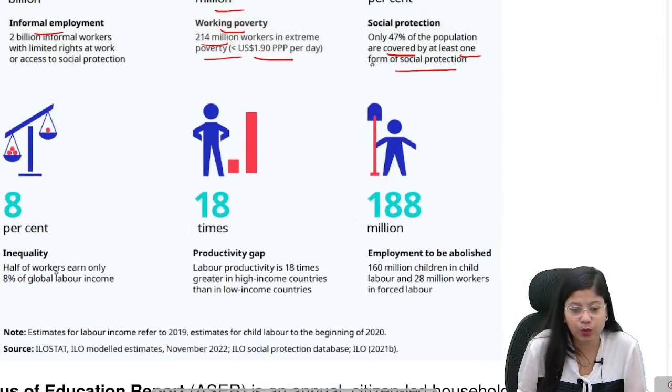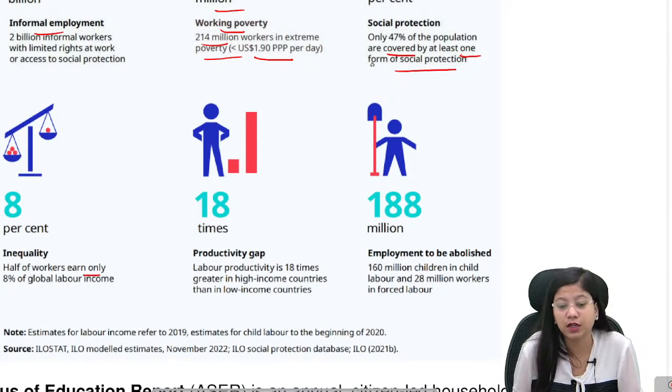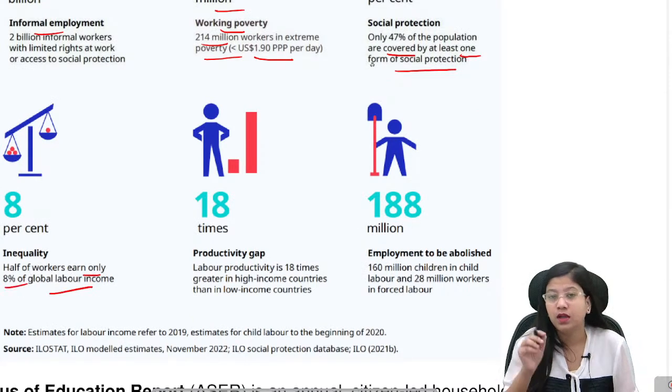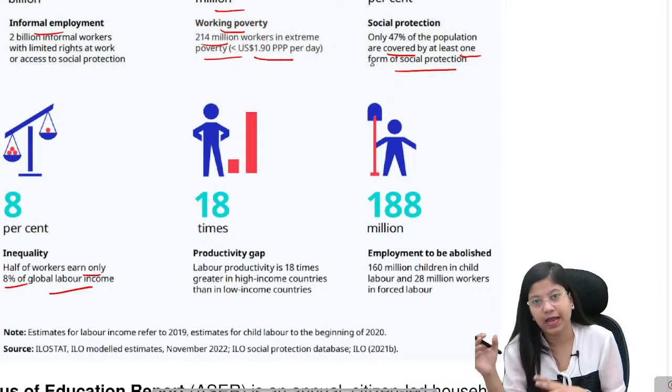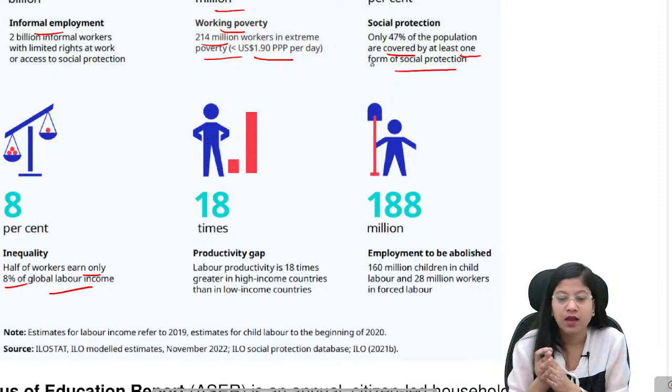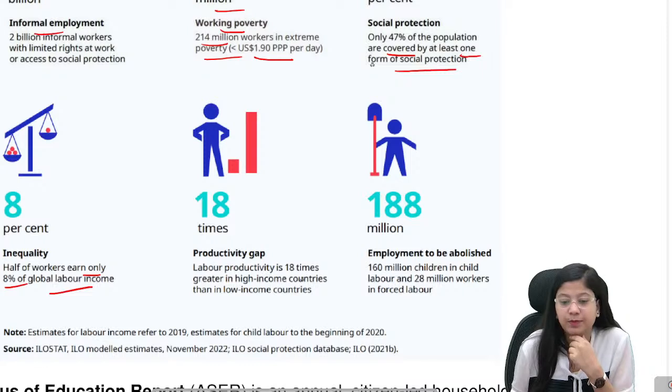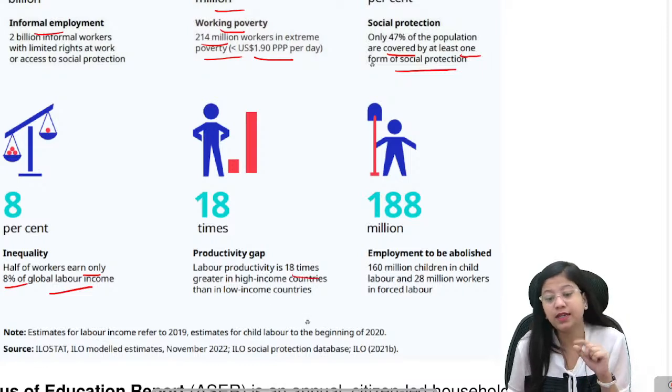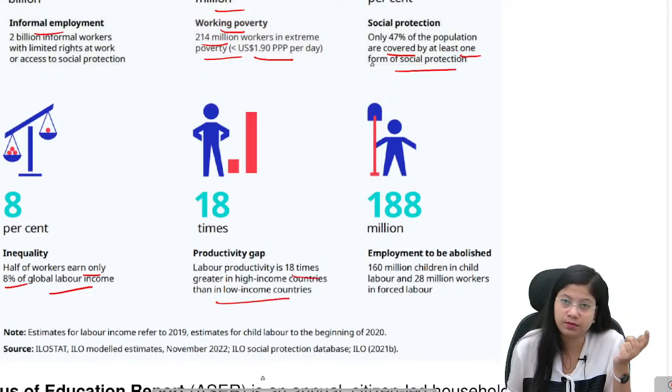8% inequality is there. Half of the workers earn only 8% of the global labor income, and we see that. Okay, then we have productivity gap. Labor productivity is 18 times greater in high income countries than in low income countries.